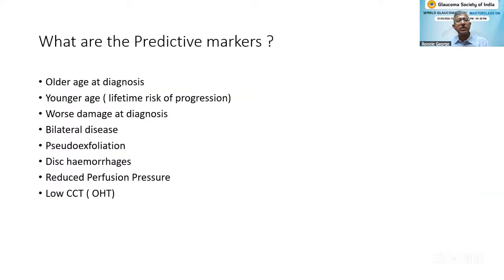So to summarize, what are the predictive risk markers that we know? Older age at diagnosis. Definitely, if you are younger, you should keep in mind that you're at lower risk of progression, but the lifetime risk of progression is high. If you have worse disease at baseline, bilateral disease, pseudoexfoliation, disc hemorrhages, or reduced perfusion pressure, these are all risk factors. Low CCT in the presence of high IOP in ocular hypertensives is an independent risk factor for progression.